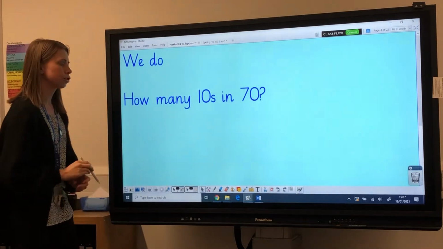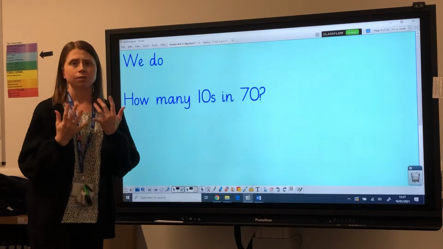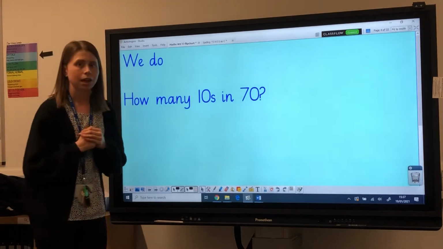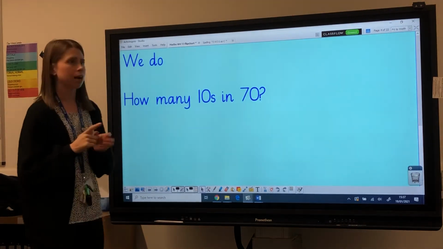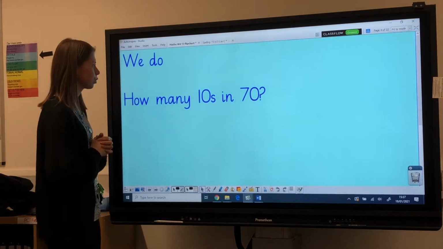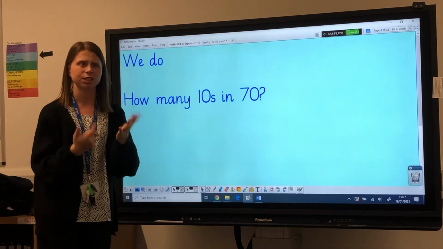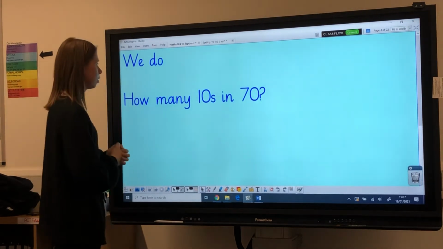How many 10s are in 70? Well, we used our fingers, didn't we? Or we used money last week to help us find out how many 2s and how many 5s were in a number. We're going to do the same for 10. So how many 10s are in 70? I'm going to count up in tens on my hand until I get to 70 and see how many fingers I'm holding up. Are you ready?